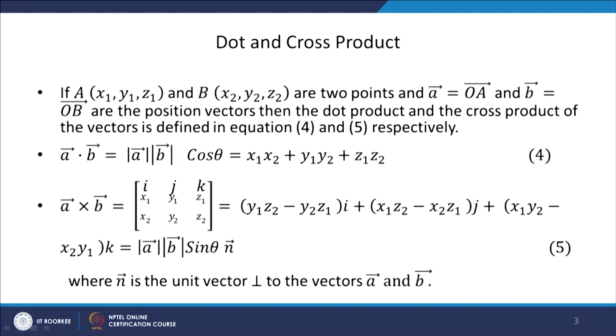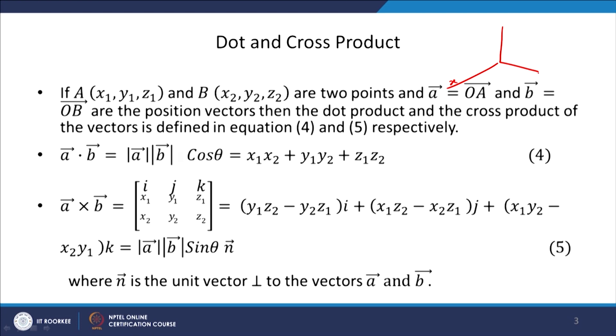So, now let us see the meaning of dot product and cross product. If A and B are 2 points with coordinates x1, y1, z1 and x2, y2, z2, and the corresponding vectors are A and B, then the dot product between A and B, denoted by A dot B, is equal to the length of A times the length of B multiplied by cos theta, which can also be obtained by the expression x1 x2 plus y1 y2 plus z1 z2 in terms of the coordinates of A and B. Here theta represents the angle between the 2 vectors.